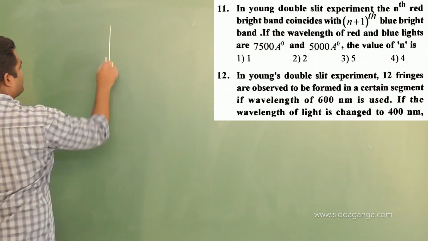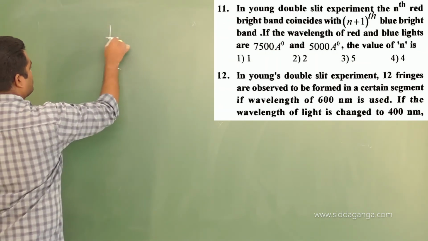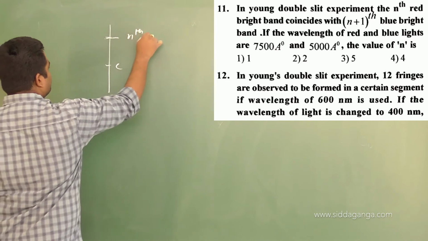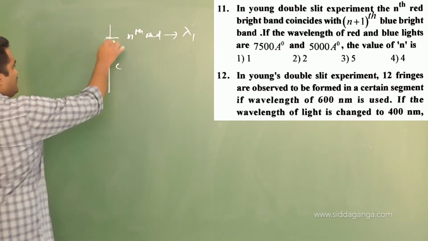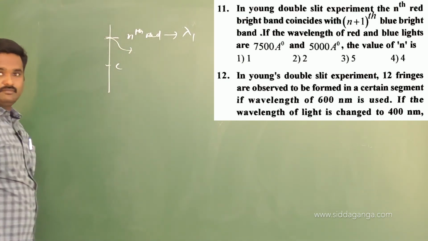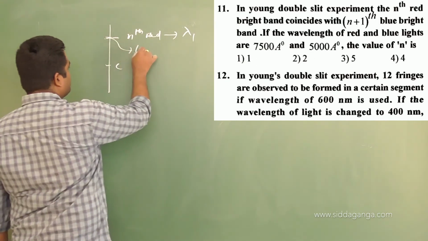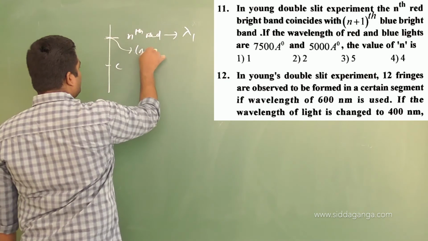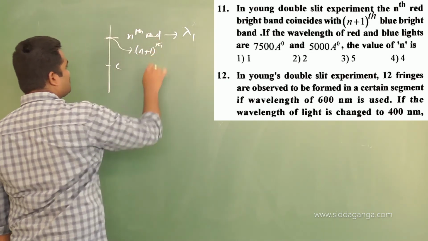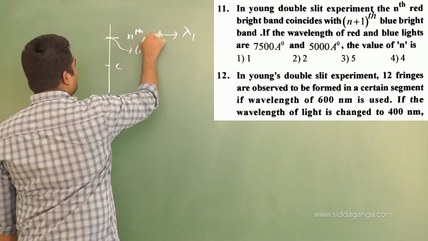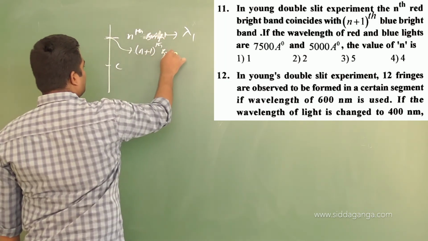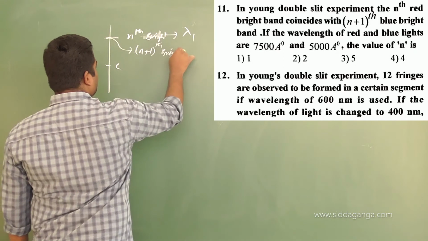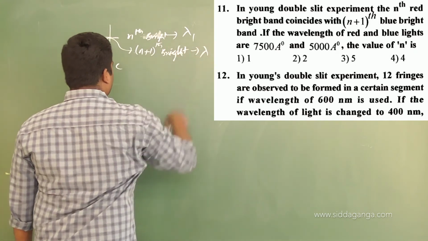At a given point, at a distance from the central fringe, what is formed first? The nth red bright, when they use the wavelength lambda 1. At the same point, what is going to be formed? The n plus 1th bright for a wavelength of lambda 2. Both are bright fringes.